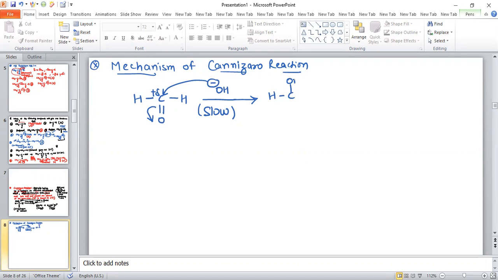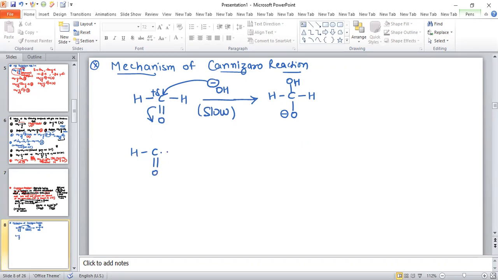When the nucleophile adds on the carbon, OH adds on the carbon and this is H. At the same time, this electron pair shifts onto oxygen, so there is a negative charge on oxygen. Now see what happens. Another molecule of this compound, which you can write as H, HC double bond O and H, comes in.